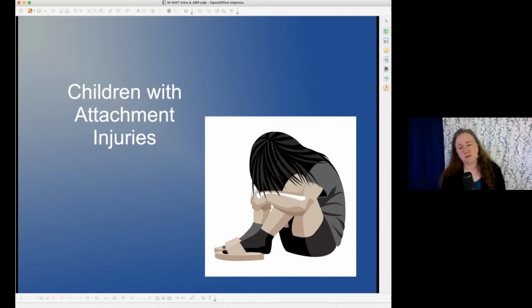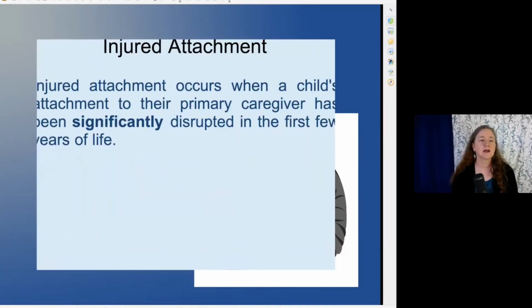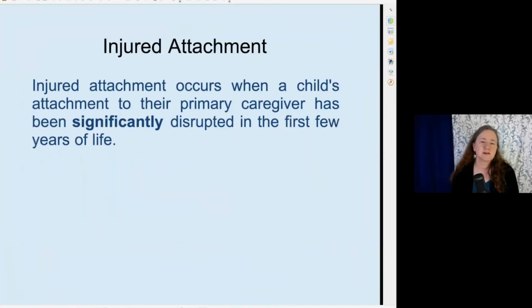And then I think the other term that I like is developmental trauma. We're talking about children with developmental trauma, where their trauma has affected their development. The only issue I have with that term is when I first heard it, I had no idea it had to do with attachment or relationship, but it does. I didn't know that. So for clarity, I use the term attachment injuries. Injured attachment occurs when a child's attachment to their primary caregiver has been significantly disrupted in the first few years of life.